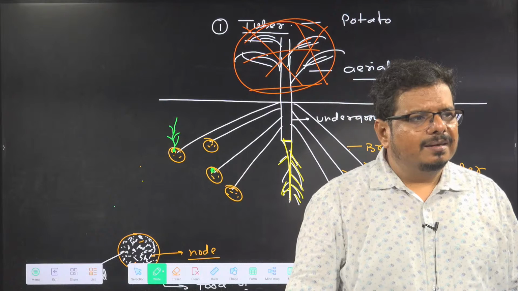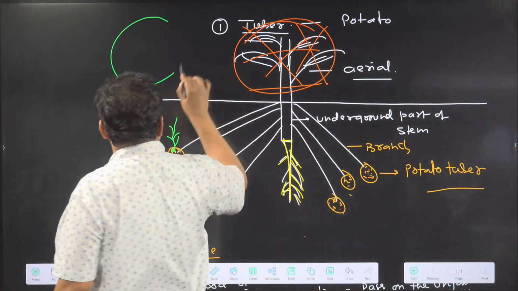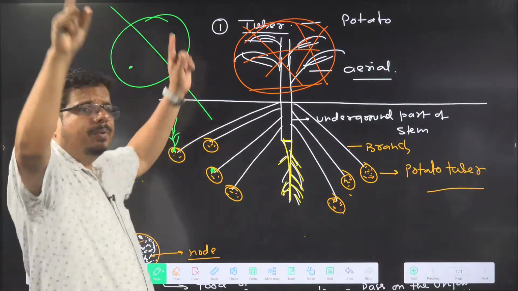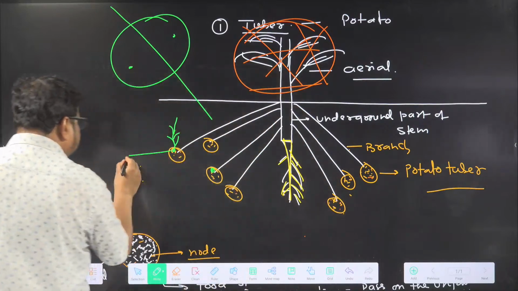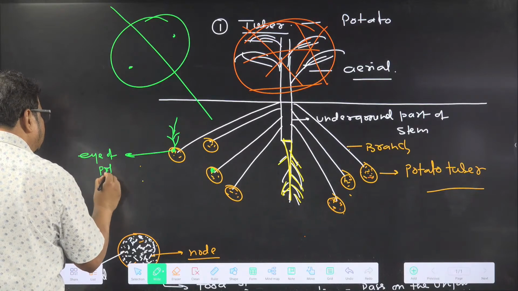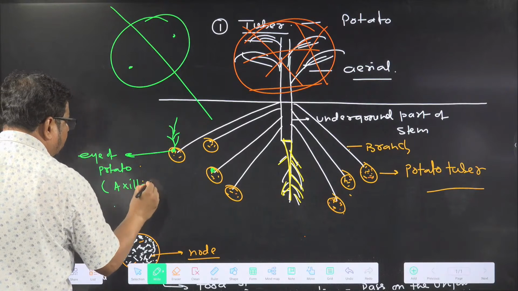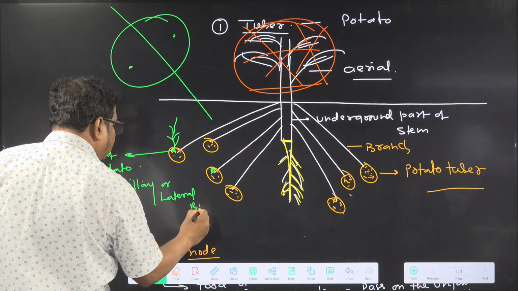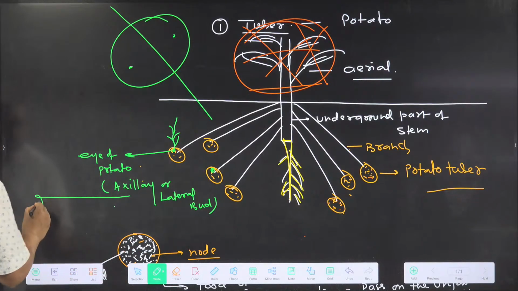Understanding the idea? Even if you cut the potato into two parts, I have a potato with one node here, and I am cutting it, both parts will develop into a new plant. Because from the node area, what will arise? Axillary bud is arising. Here it is, the eye of the potato. So this eye of the potato is basically what? It is an axillary or lateral bud. And this axillary bud gives rise to which one? A new plant.